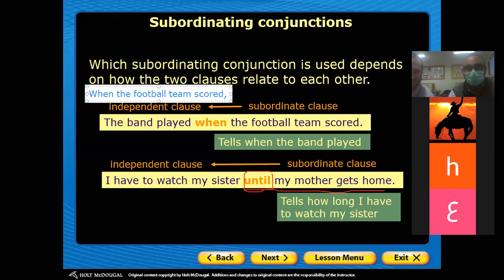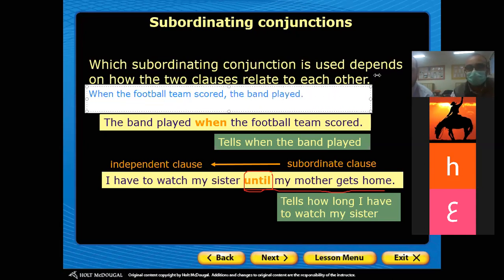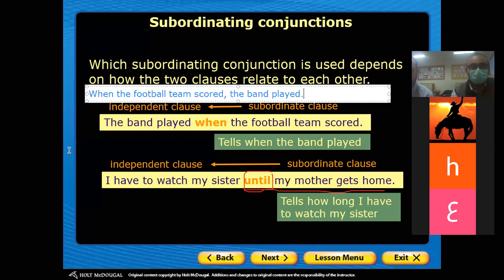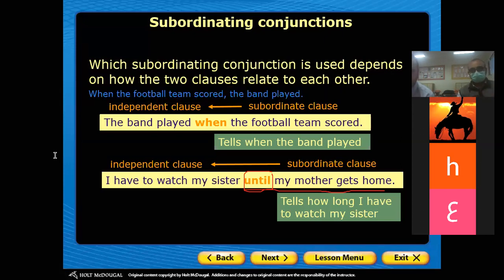Okay, and of course you're going to have to start the second clause after the comma with a small letter, or with a lowercase letter. "The band played," and then a full stop, and now we have a complex sentence. We only have 4 minutes left.